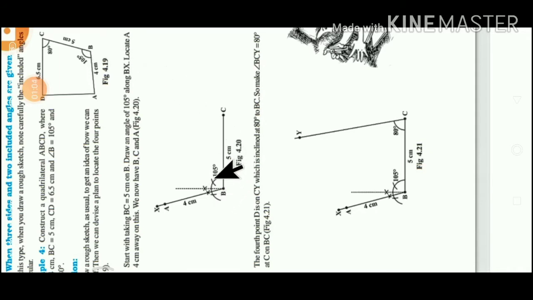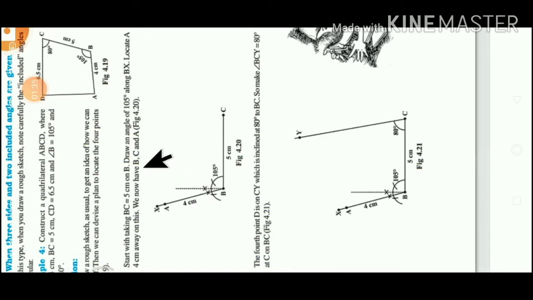Make one semicircle, then make two arcs and take a 90 degree angle. First, after taking 90 degrees, make the arc of 105 degrees. So draw an angle of 105 degrees along BX. So mark the line as BX. Okay, the ray should be BX. Locate A 4 cm away on this. So from point B, take the measurement of an arc of 4 cm and locate the point A here at 4 cm. So AB is 4 cm.